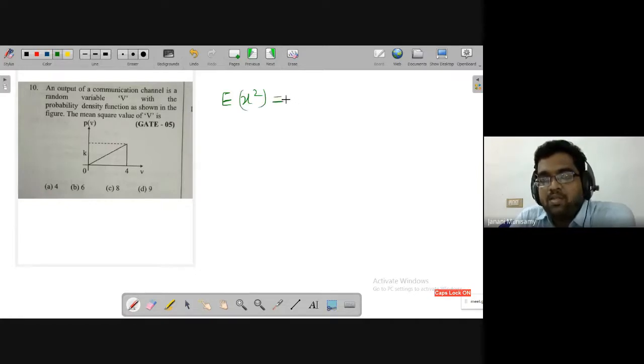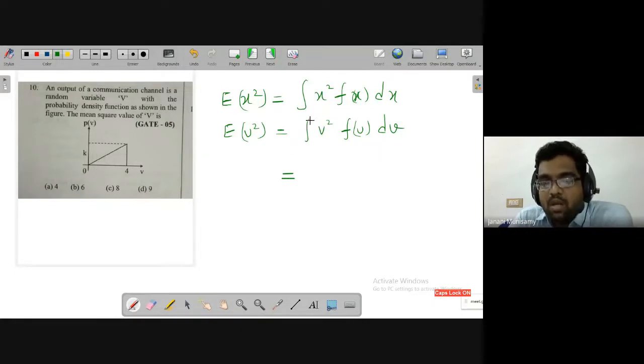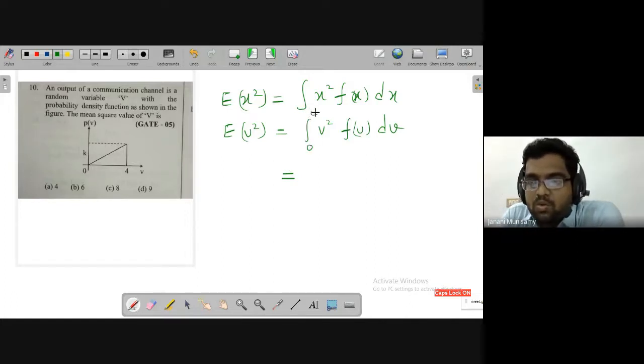E of x square means the integration of x square f of x dx is the mean square value formula. So here, instead of variable x, they gave v. That means E of v square is the integration of v square times f of v dv. Again, what is the range? You have to go from 0 to 4. In general, the integral goes from minus infinity to plus infinity, but here the signal is defined from 0 to 4. So this is from 0 to 4.